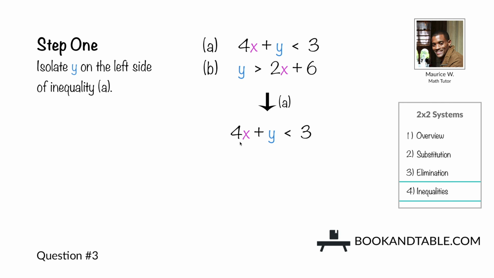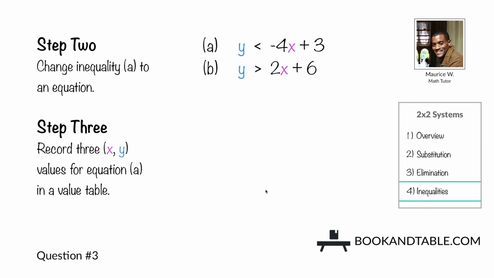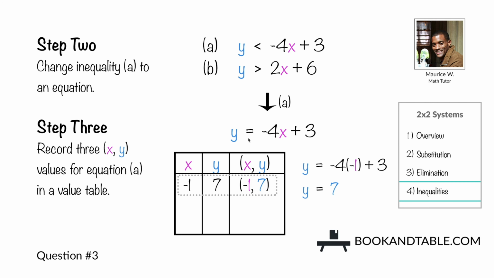So for A, we want to subtract 4x from both sides, giving us y is less than negative 4x plus 3. So we'll rewrite inequality A this way instead. And now we can create value tables for A and B. So step 2, change inequality A to an equation. So we change the inequality sign to an equal sign. And now step 3, record 3 xy values for equation A in a value table.